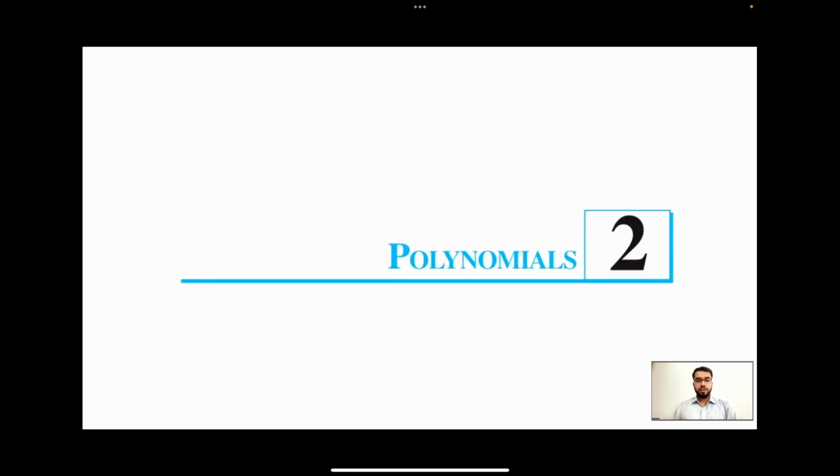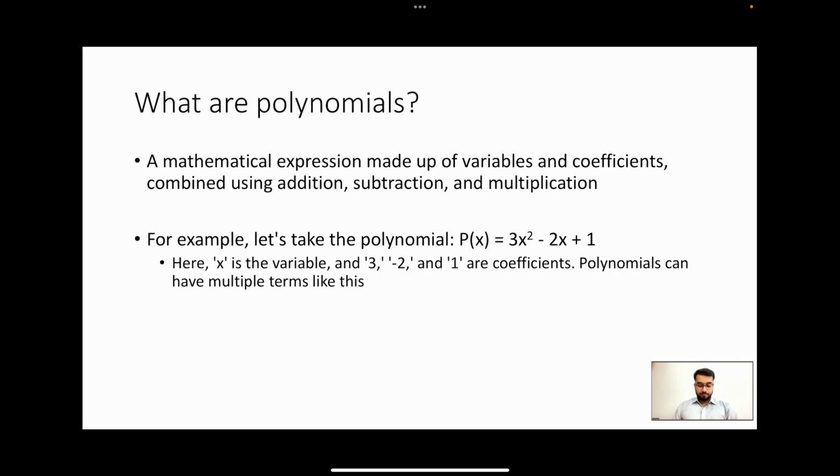Hello. So today we'll be looking at polynomials. Now, what are polynomials? Polynomials are mathematical expressions made up of variables and coefficients, which are combined using addition, subtraction, and multiplication. For example, we have 3x² − 2x + 1. This is a polynomial, and in this polynomial, x is the variable, as you can see, and 3, 2, 1 are the coefficients in the polynomial.